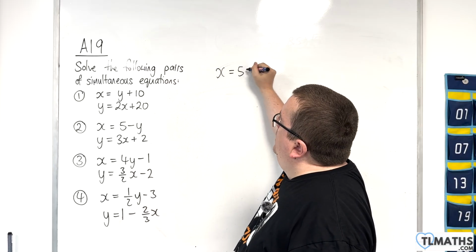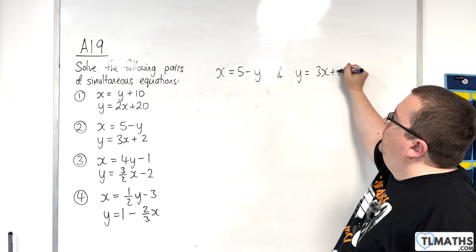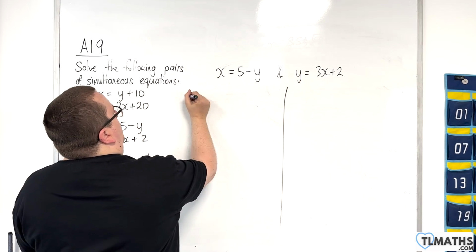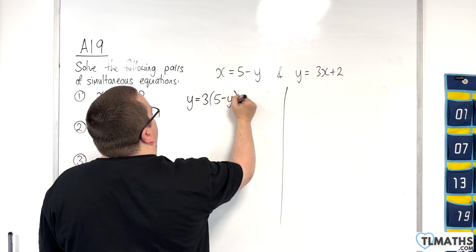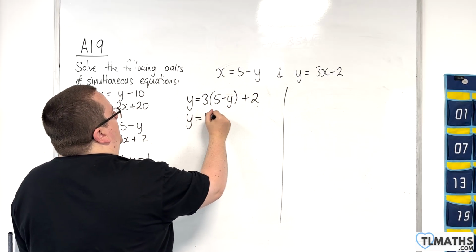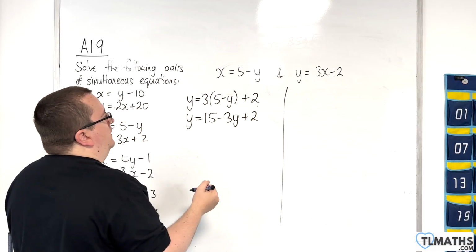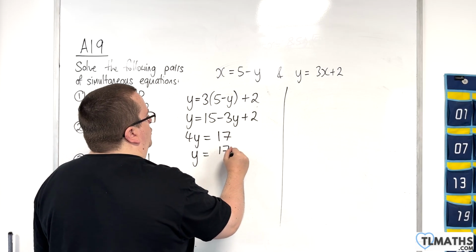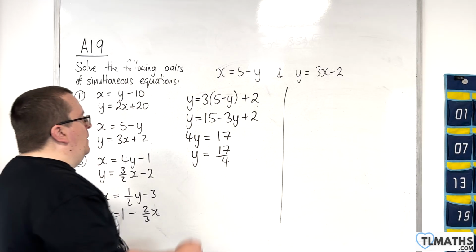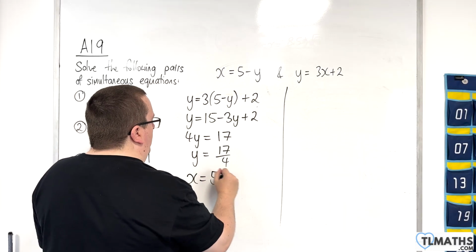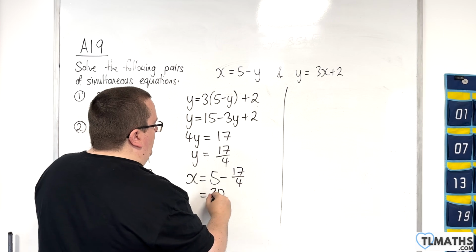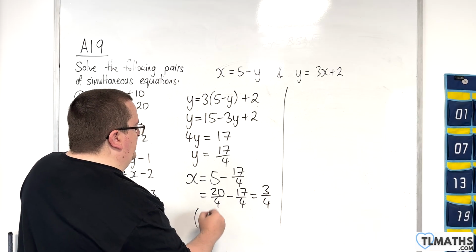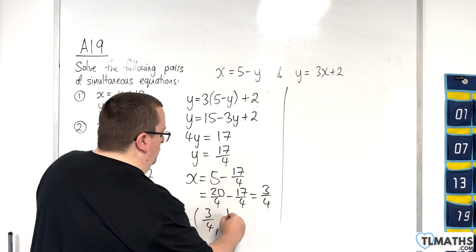So x equals 5 take away y, and y is equal to 3x plus 2. So let's first of all substitute the first one into the second one. So that into there, we'll get y is equal to 3 lots of x, which is 5 take away y, plus 2. Expand the bracket out, so we're going to get 15 take away 3y plus 2. Let's add 3y to both sides, and then we've got 15 plus 2, which is 17. So y is 17 quarters, dividing both sides by 4. So x is equal to 5 take away y. Now 5 is 20 quarters, so 20 quarters take away 17 quarters is 3 quarters. So the two lines intersect at 3 quarters, 17 quarters.